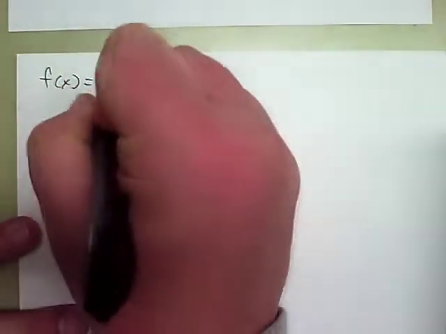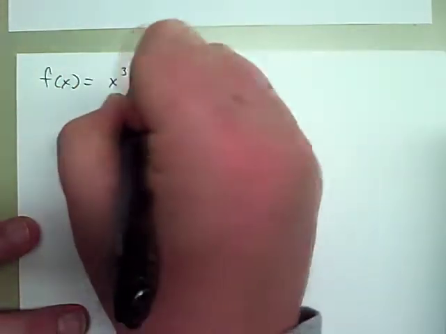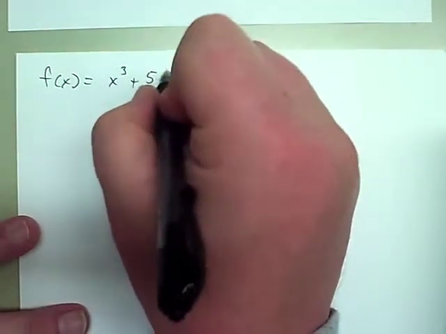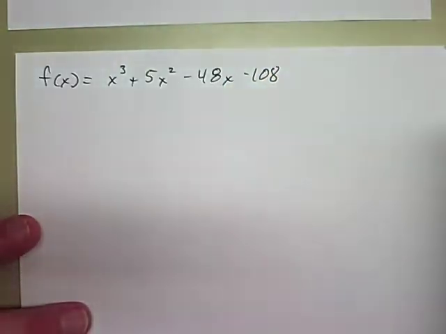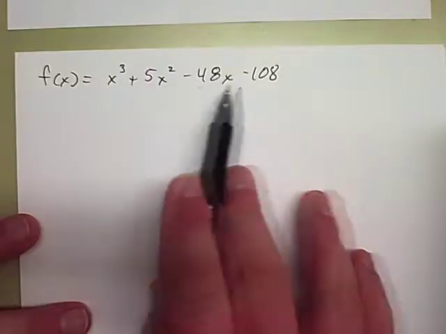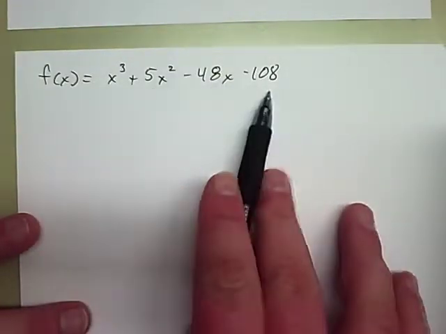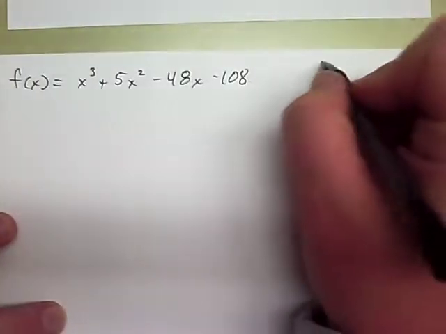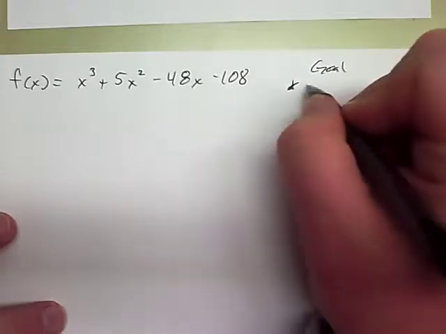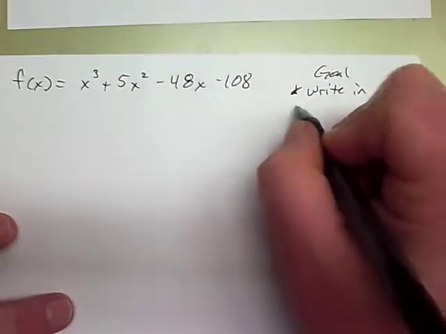And let's just take a look one more time. I'm going to write it like this. Here's the polynomial function. So we're going to start with the polynomial function f of x equals x cubed plus 5x squared minus 48x minus 108. Okay, this is a polynomial function in standard form. So we're going to rewrite this, and you know what? Let's do this. My goal, over here, I'm going to write this out. My goal is to write it in factored form.